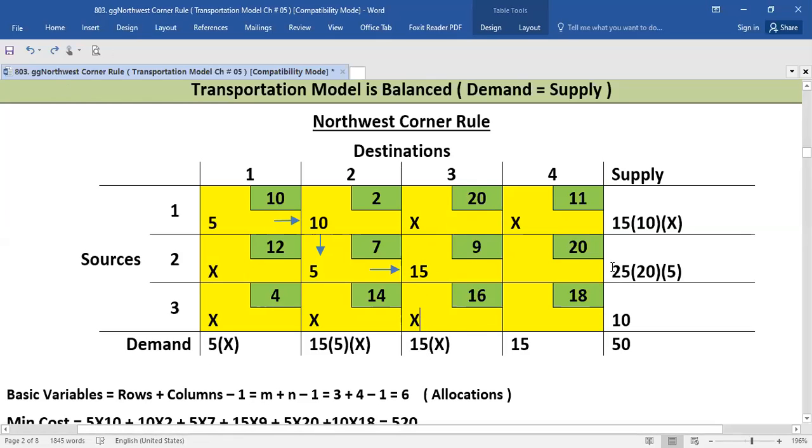Now, if you look here, if you add these two values, they add to 20. 20 have been allocated and you are left with 5. These are 20. If you subtract this 20 from your 25, you are left with 5. Yes. Now, after this allocation, we check where we will move.